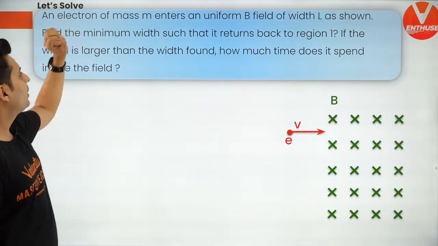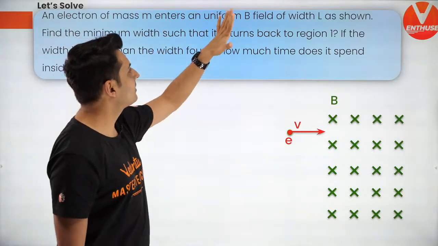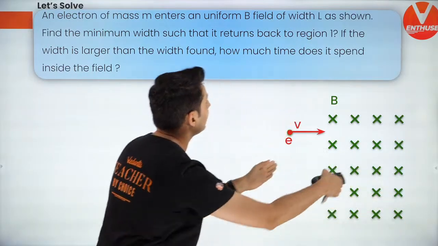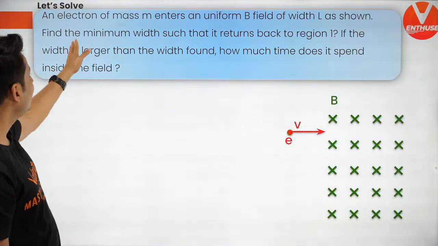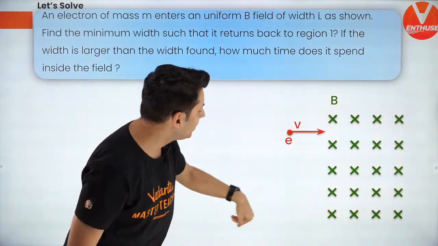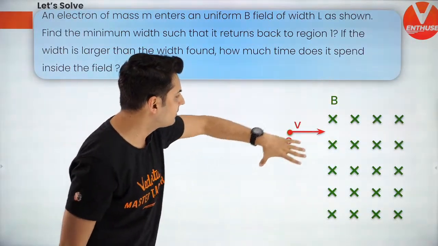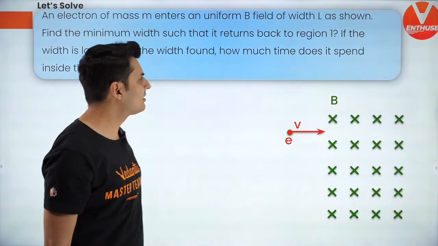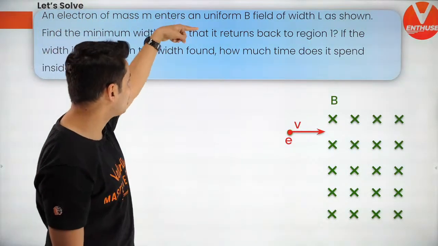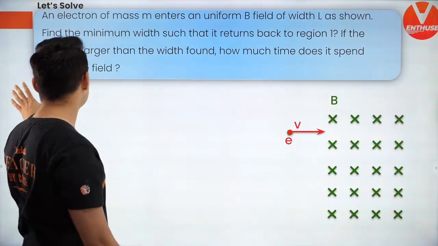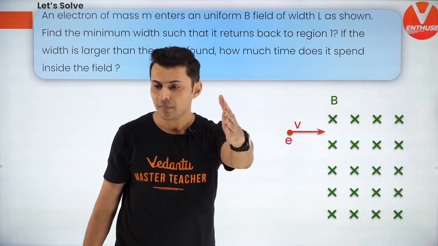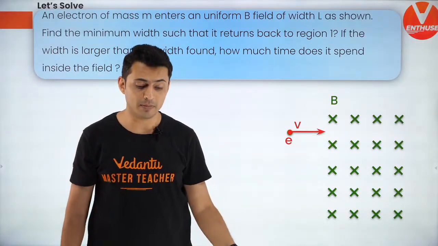Okay. So an electron of mass m enters a B field of width L, as shown. Find the minimum width such that it returns back to the original region 1. This is region 1, this is region 2, let's say that's region 3. If the width is larger than the width which you have found, how much time does it spend inside the field?